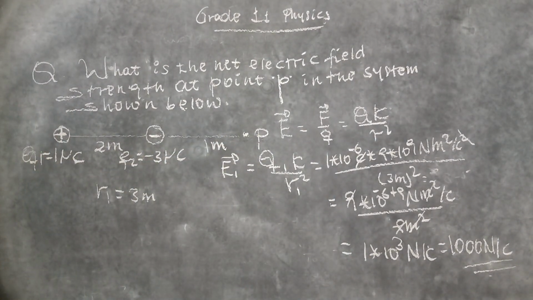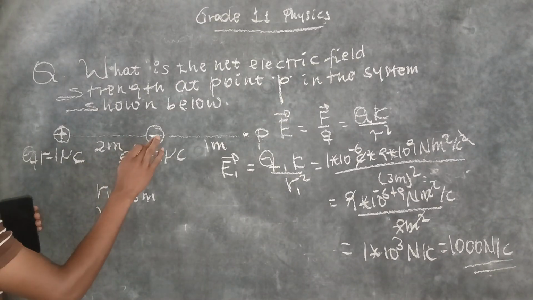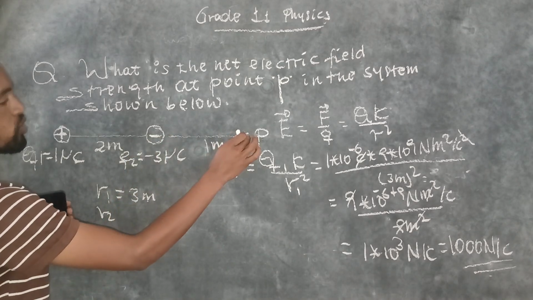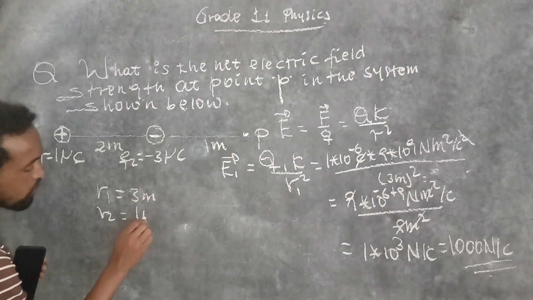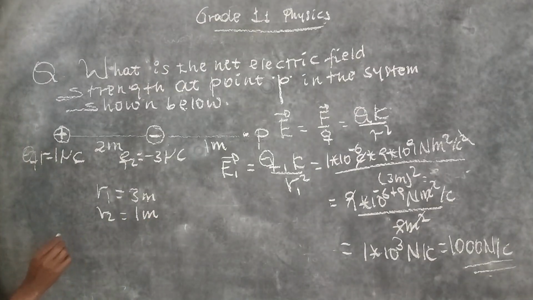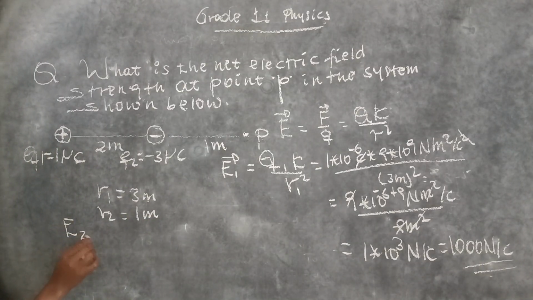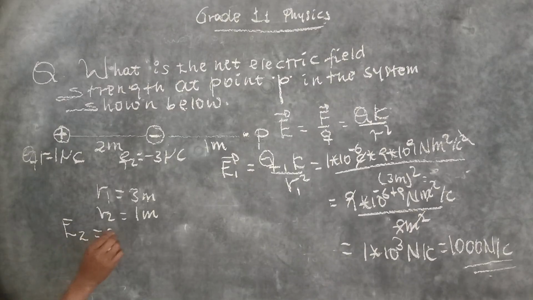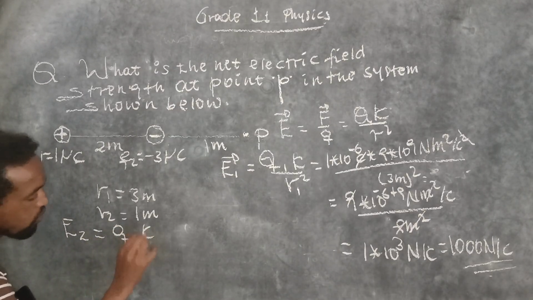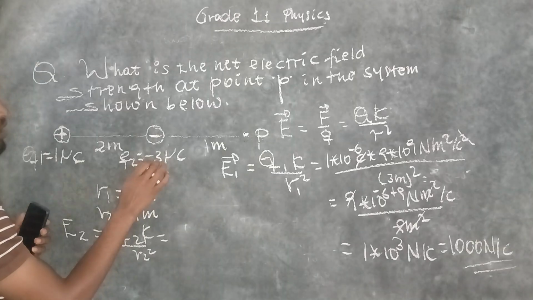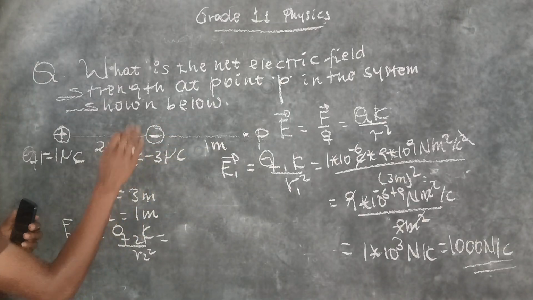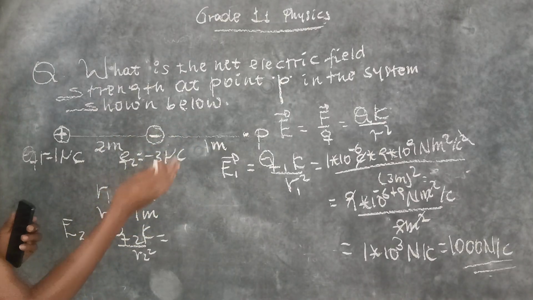Now let's find the electric field due to Q2. R2 is the distance between charge Q2 and this point, which is 1 meter. So the electric field E2 is equal to Q2 K over R2 squared. Q2 is minus 3, but we don't care about the sign now. We'll use it later to determine the direction of the electric field.